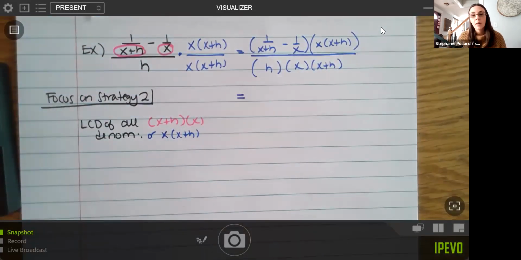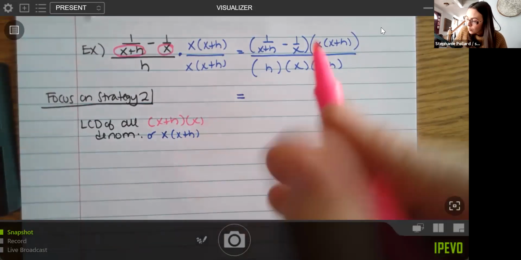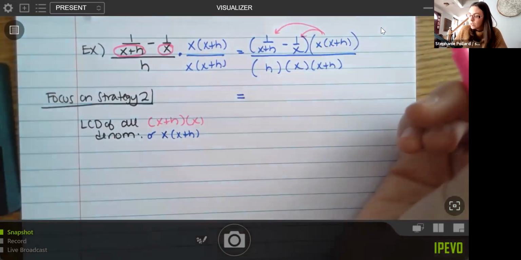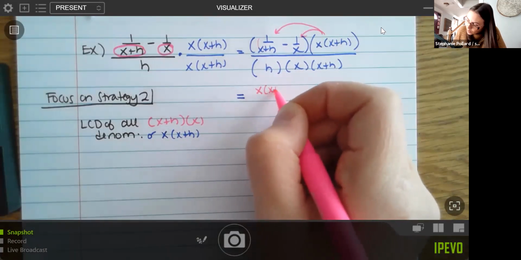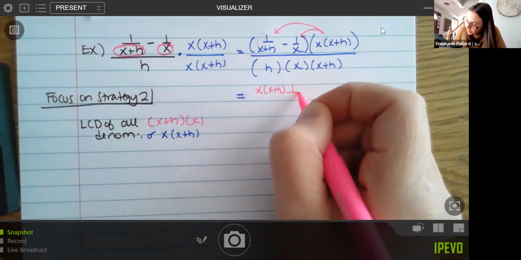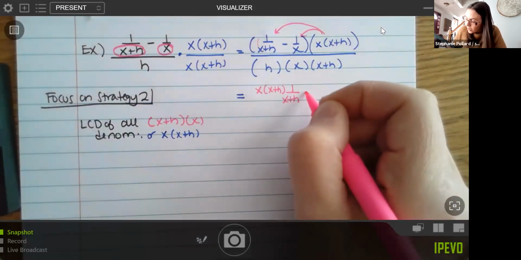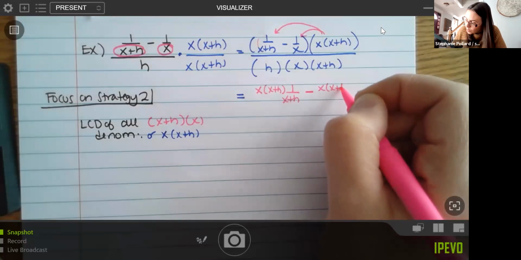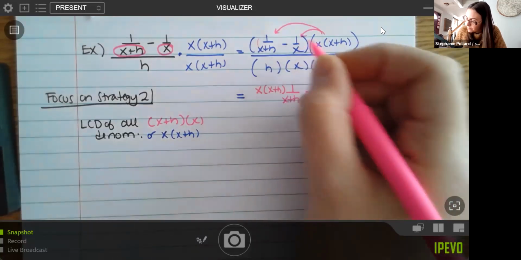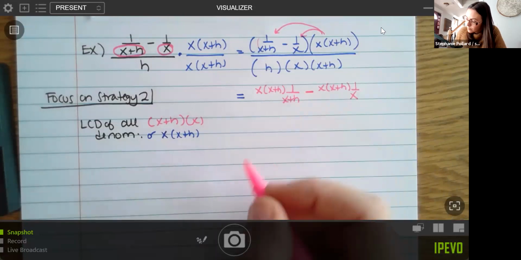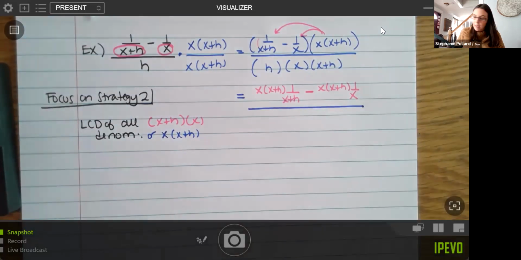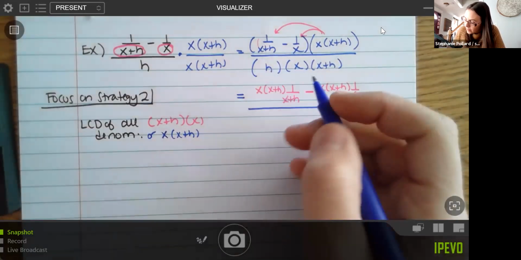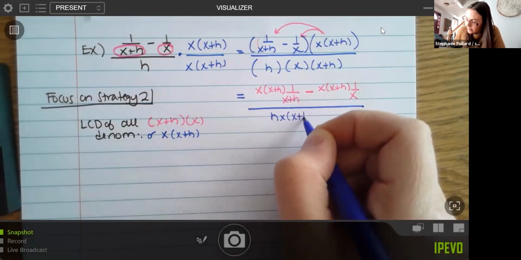So let's go ahead and write this out. And again, even though it's an easier strategy, it's still pretty messy. So as you distribute, you may want to write some work out off to the side. So I'm going to take my time here for a second. I'm doing x times x plus h, and I'm multiplying that by 1 over x plus h. And then I'm subtracting, I'm doing x times x plus h, and I'm multiplying that by 1 over x. And in the denominator, hx, I can just write as hx, and then x plus h here, just to clean that up a little bit.